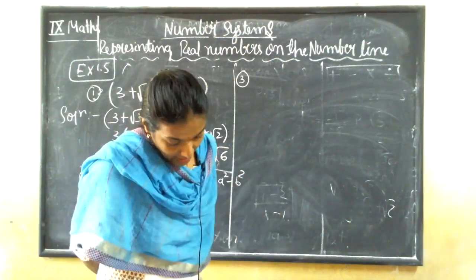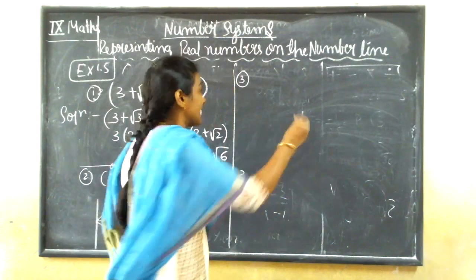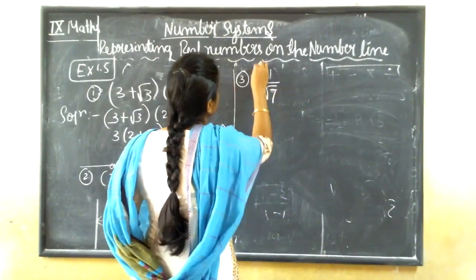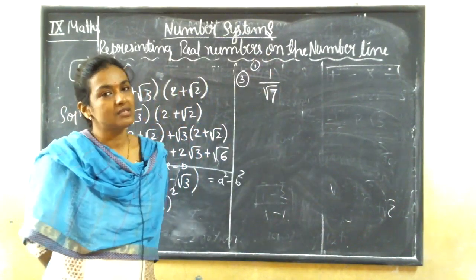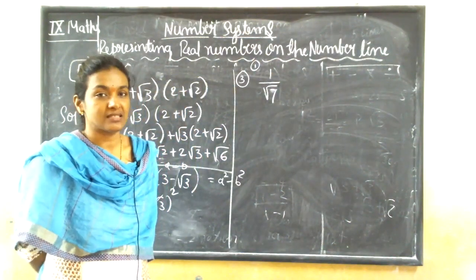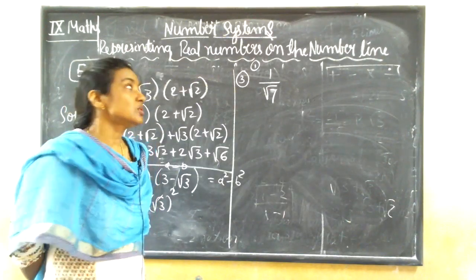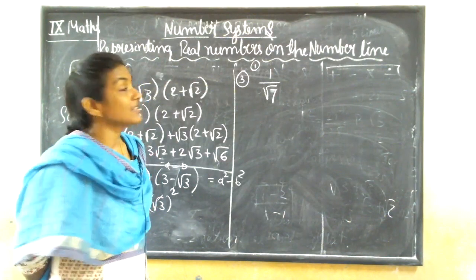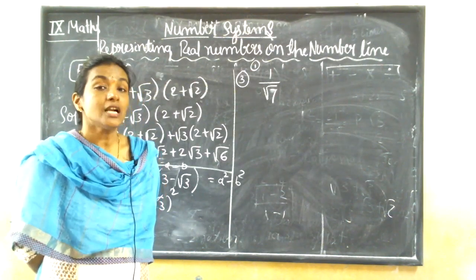What is this? Rationalize the denominators of the following. The first one is here 1 by root 7. By seeing this one, you can say this is the irrational number, because in the denominator place root 7 is there. Okay. So this is not equal to 1 here. So root 7 is there. So this is obviously irrational number. Here you have to rationalize a denominator.